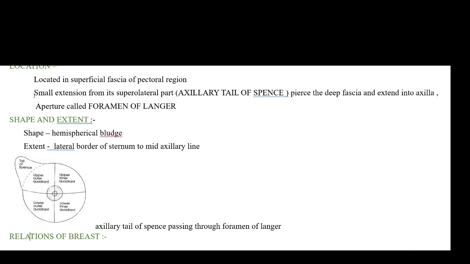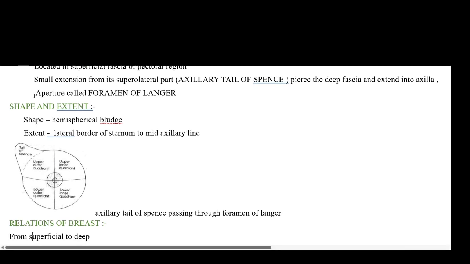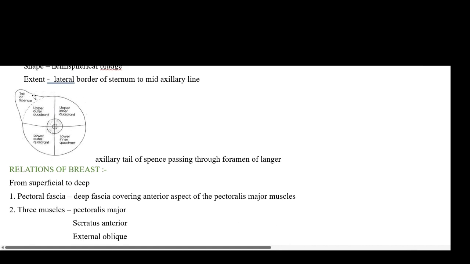Breast is divided into four compartments: upper outer quadrant, upper inner quadrant, lower outer quadrant, lower inner quadrant. Or we can also use the names lateral or medial, such as upper lateral quadrant, upper medial quadrant, lower medial quadrant and lower lateral quadrant. And you can see the tail of Spence, which is called the axillary tail of Spence, which pierces the deep fascia.